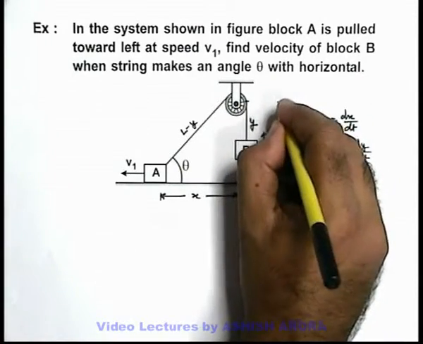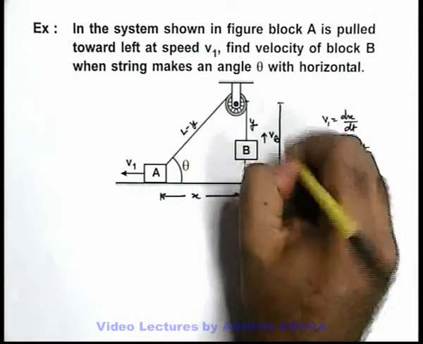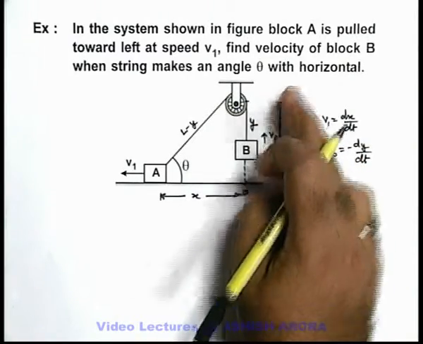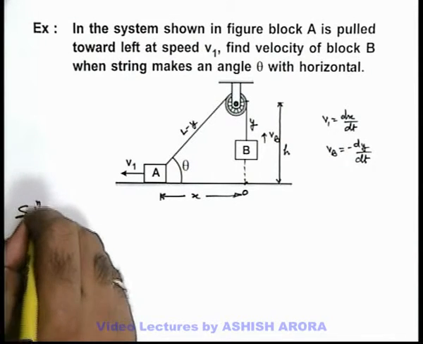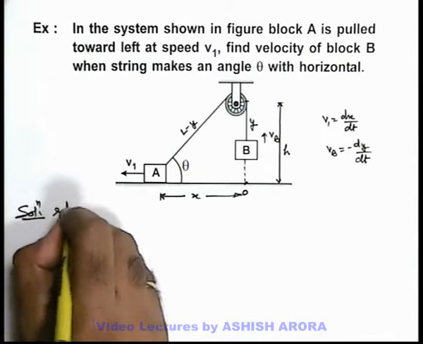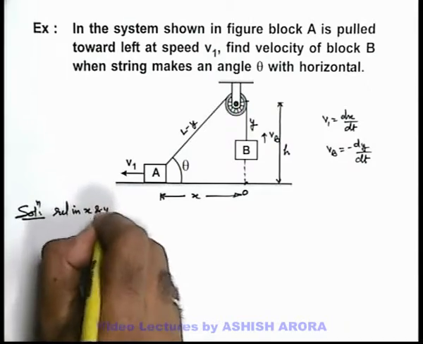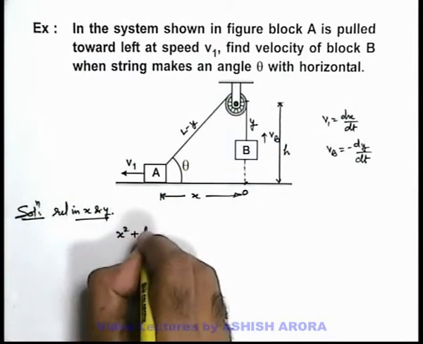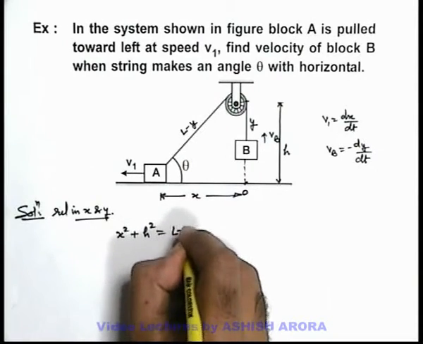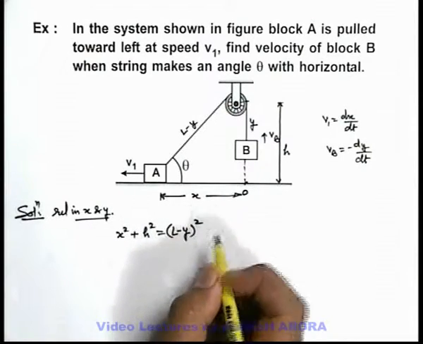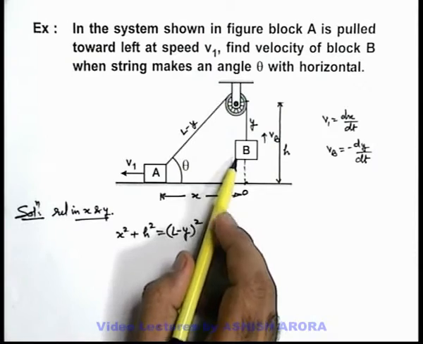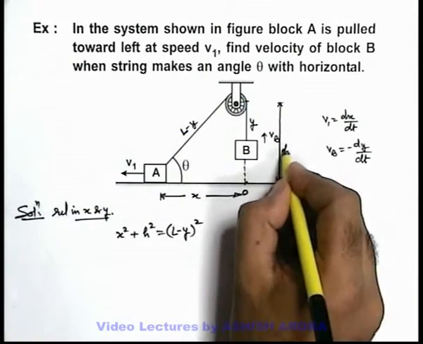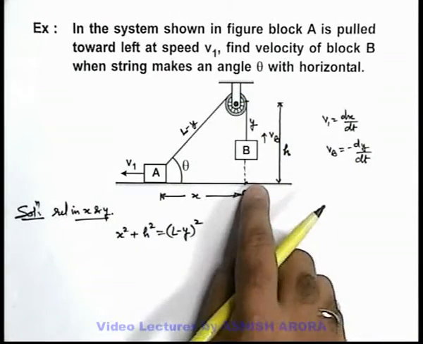If the total height above the ground at which the pulley exists is h, this will always remain constant. So the very first thing I relate is the relation between x and y. This can be written as x square plus h square equals L minus y whole square. Have a look at the two constants I have introduced in the solution. One is the length of the string, the other is the height of the pulley above the ground, that is h.